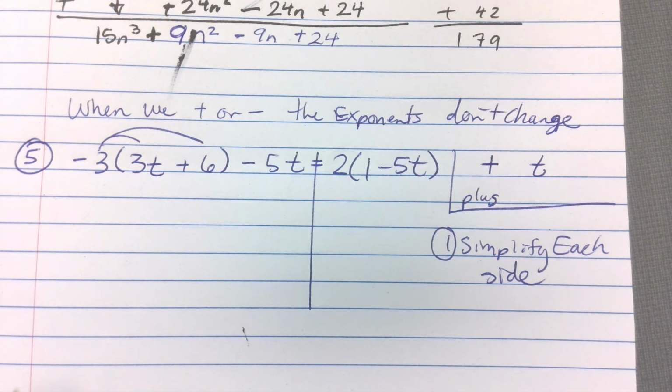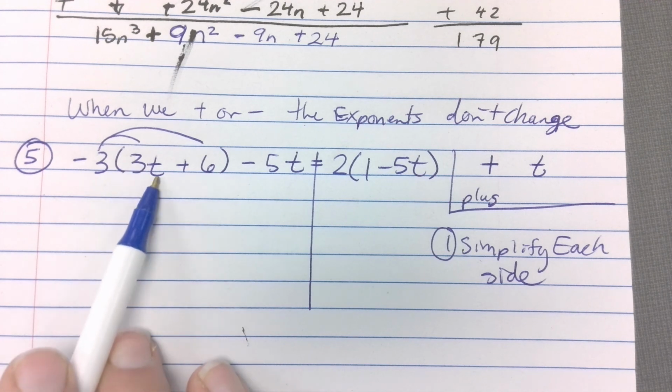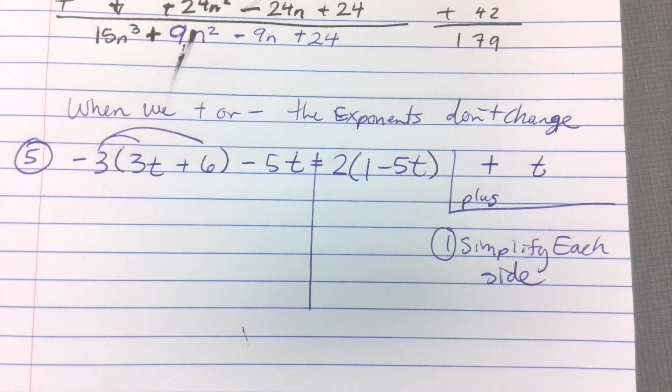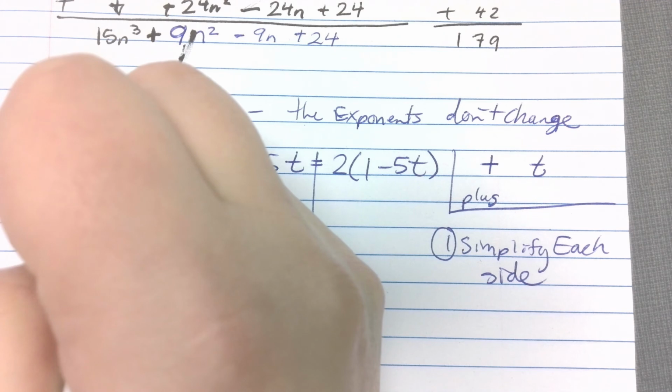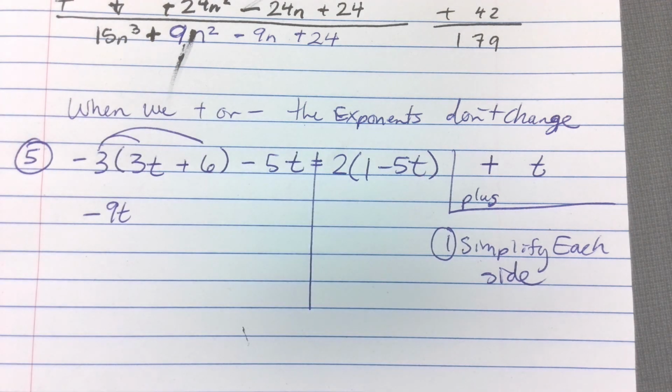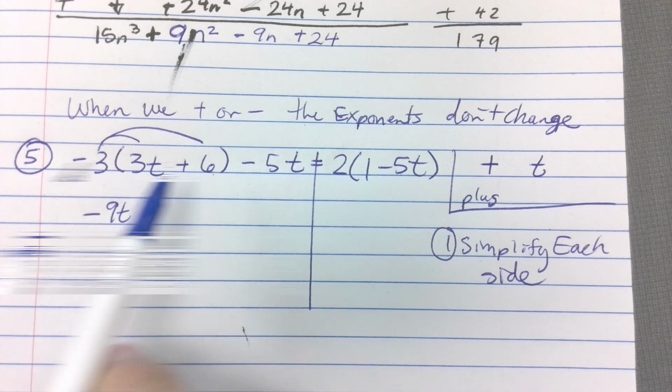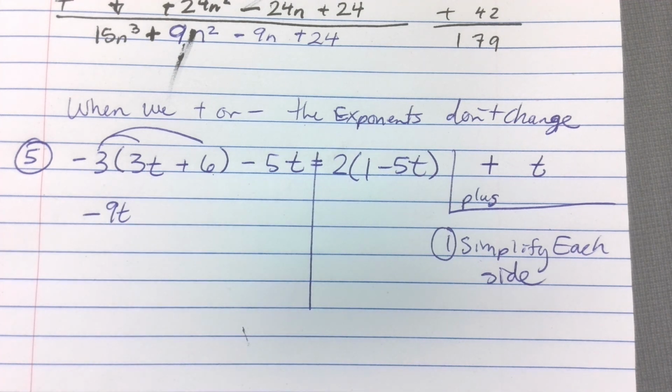Let's go. Negative 3 times 3t. What does that make? Someone besides Gilbert and Holloway and Lisandro. Somebody else. 9t. Almost. Negative 9t. Good. How about one of the Jacobs? Negative 3 times 6. Negative 18. Good.